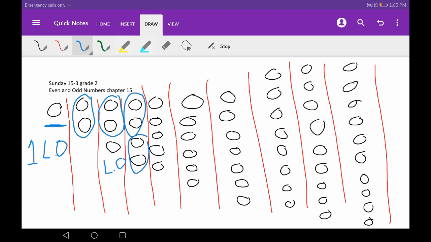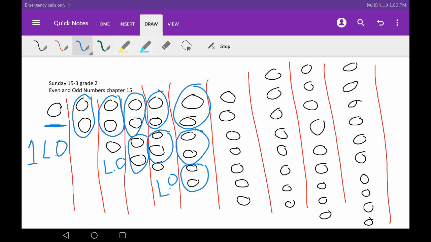5 now. How many groups of 2 do I have? 1, 2, 2 groups of 2 and 1 left over. So 5 divided by 2 is 2 and there is a leftover. 1 left over as usual. Now let's go for 6 balls here. We want to divide it into groups of 2. How many groups will I get? 1 group, 2 groups, 3 groups, and there's no leftover. So 6 divided by 2, there's no leftover as a result.